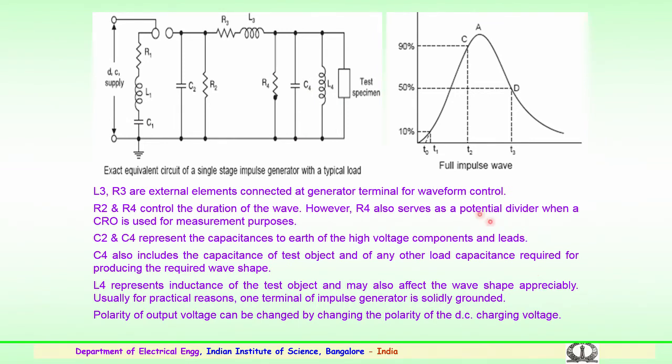So, L4 represents the inductance of the test object and may also affect the wave shape appreciably. Usually, for practical reasons, one terminal of the impulse generator is solidly grounded. Here you can see one has to be solidly grounded. The polarity of the output voltage can be changed by changing the polarity of the DC supply, so you can obtain either a positive or a negative polarity.